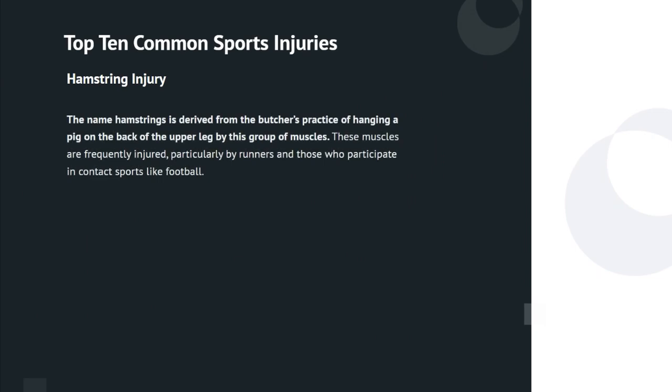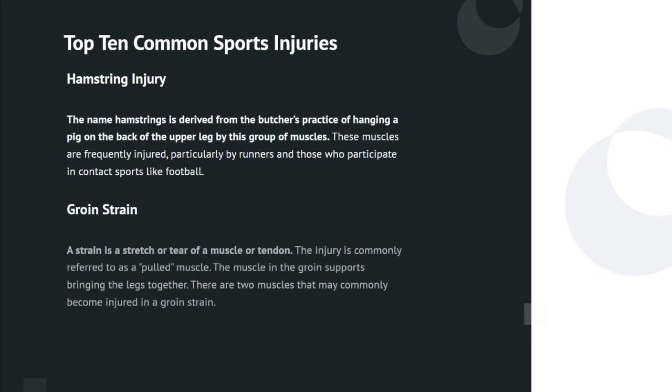Hamstring injury. The name hamstrings is derived from the butcher's practice of hanging a pig on the back of the upper leg by this group of muscles. These muscles are frequently injured, particularly by runners and those who participate in contact sports like football.